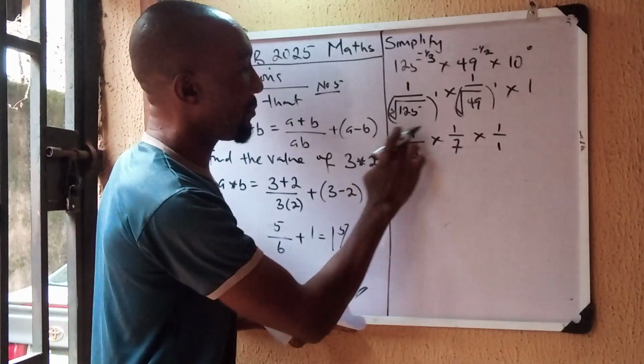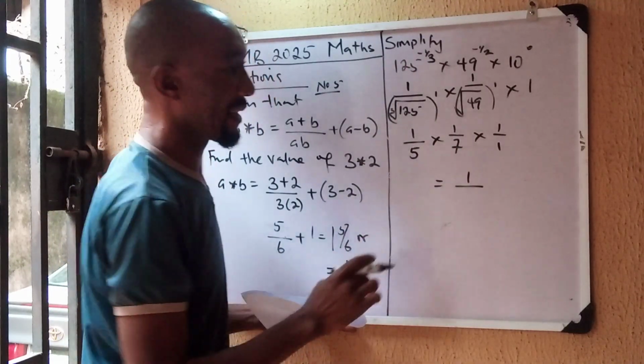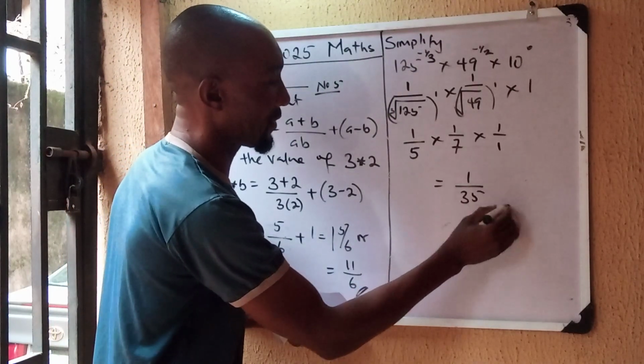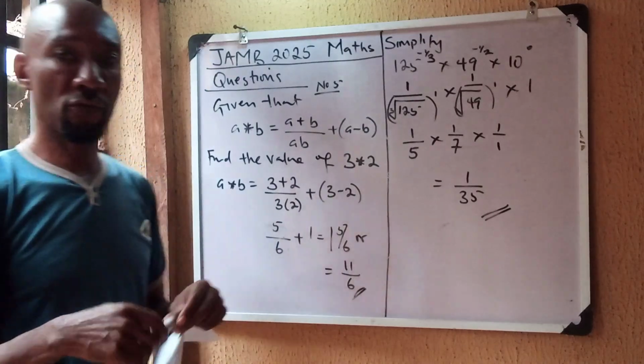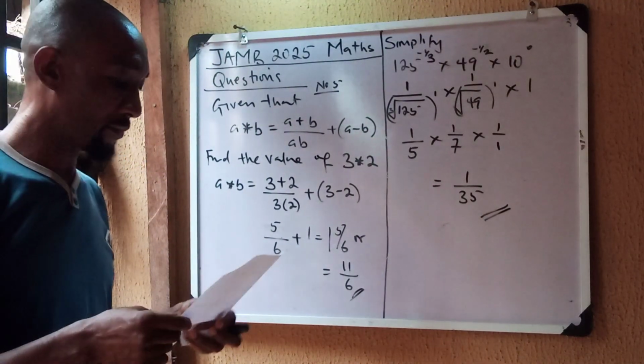So finally, what are we getting? 1 multiplied by 1 multiplied by 1 gives you 1, all divided by 5 multiplied by 7. 7 times 5 is 35, and 35 times 1 gives 35. So our final answer becomes 1 over 35. Alright, so let's go to the next one.